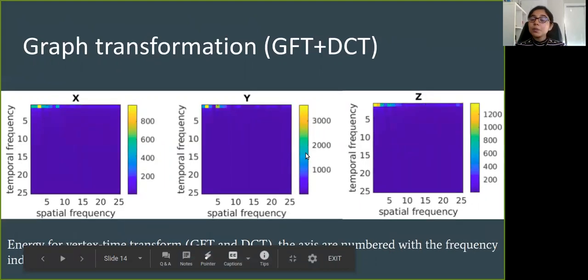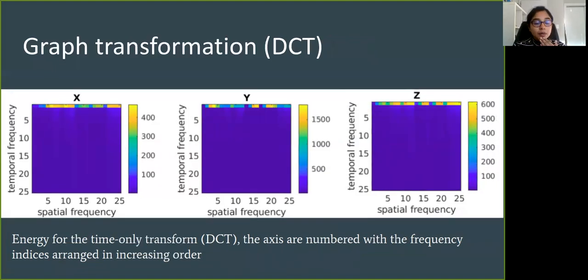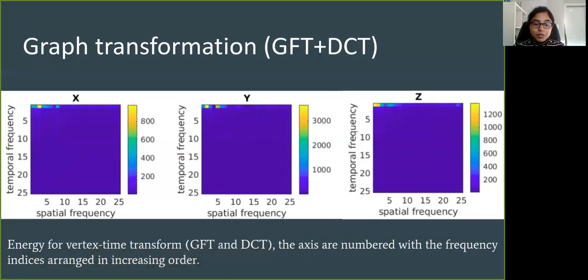But if we apply both the spatial and temporal graph Fourier transform, so basically first we apply this transformation and then we apply the spatial transformation, we see that we get better energy compaction in the lowest frequency range. As you can see here, in the x coordinate, y coordinate, and z coordinate.